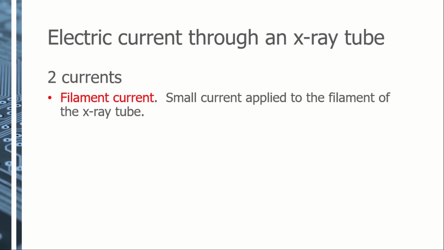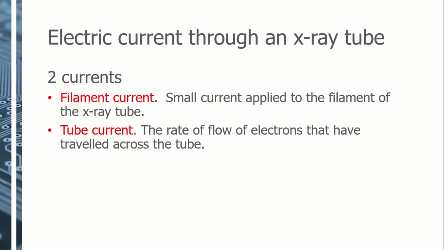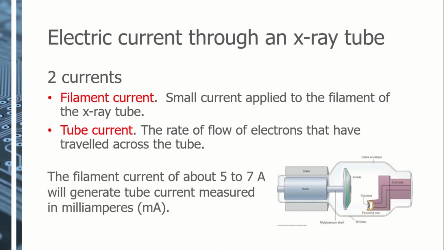In the X-ray tube, we have to be familiar with 2 types of currents. They are different but are connected. We have the filament current, which is the current being supplied to the filament of the X-ray tube for it to boil off electrons. When these electrons, boiled from the filament, travel from cathode to anode by application of a very strong potential across the tube, it then becomes the tube current, responsible for X-ray production. The filament current of about 5 to 7 ampere will generate a tube current in milliampere.